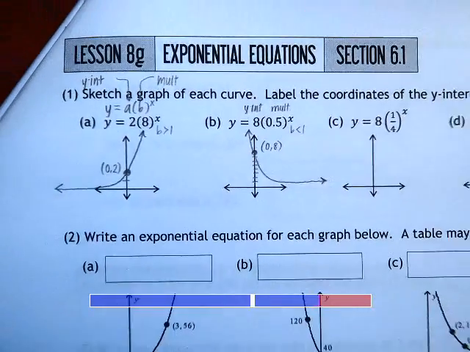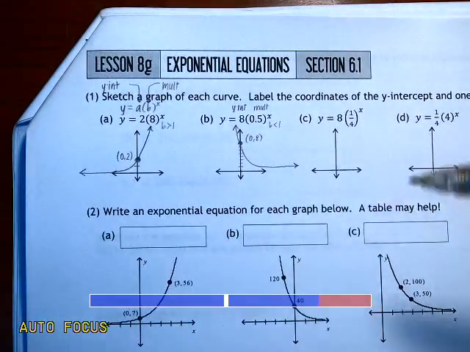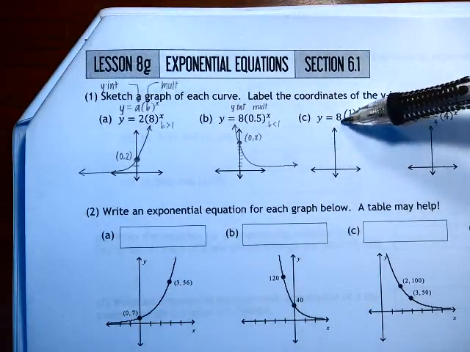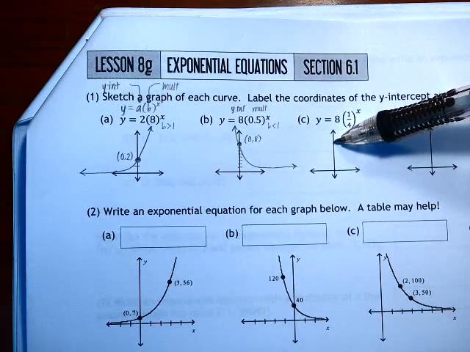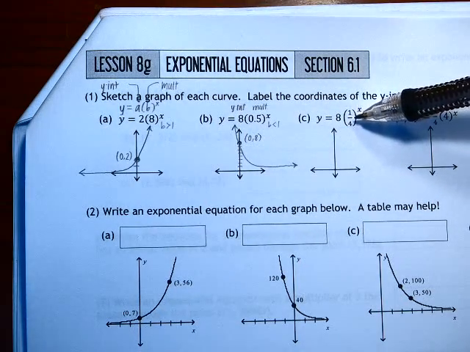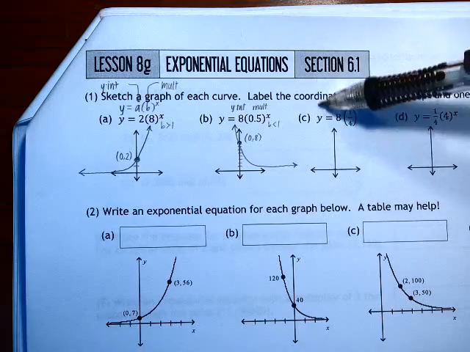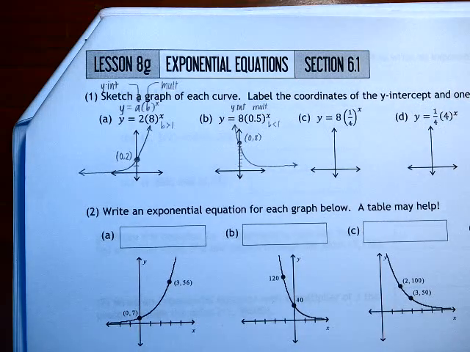See if you can practice in letters C through E, identifying those 2 main ideas. Where's your y-intercept? Plot that point first. What's the nature of the shape? Is it increasing or decreasing? And that'll tell you what kind of curve to draw.